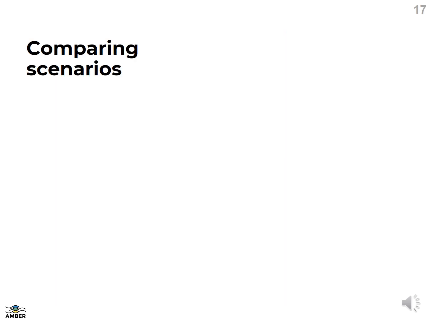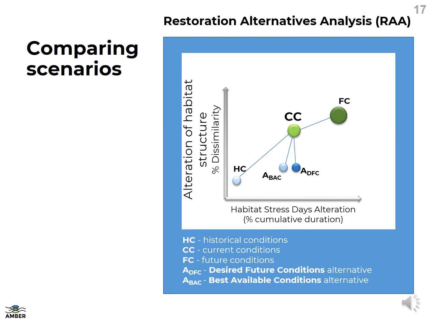The habitat models can calculate these metrics for a variety of pre-selected scenarios, and metrics can be plotted on restoration alternatives analysis diagrams, which represent the effect in Euclidean space, allowing to select the best available scenario.